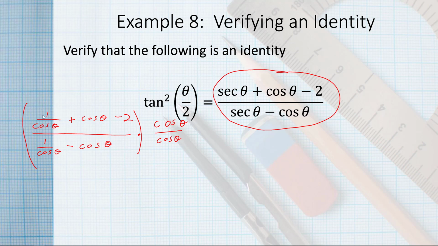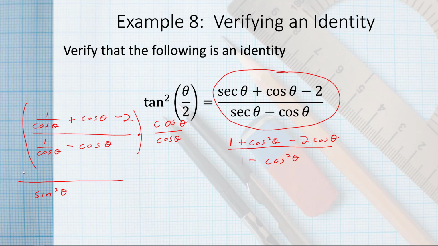I will have, well, that's canceled, so that'll be 1. Here I will have cosine squared theta minus 2 cosine theta. In the denominator, I will have 1, cosine times 1 over cosine, that's 1, minus cosine squared theta. Well, that's interesting. It turns out that using the Pythagorean identity, that actually is sine squared theta. So now I have in the numerator sine squared theta. What do I have up here?